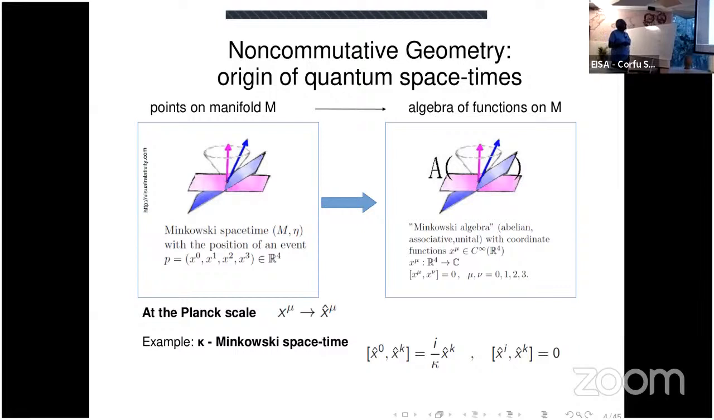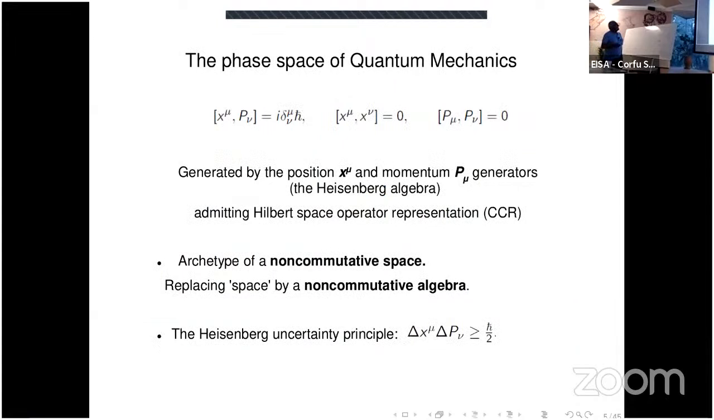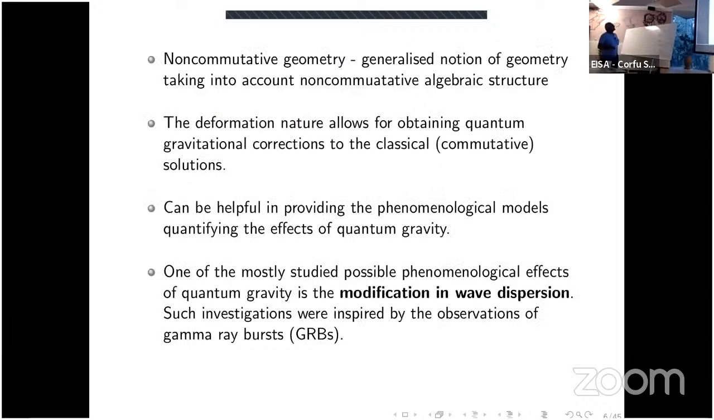For example, this is the kappa-Minkowski non-commutativity. Another example of non-commutativity, which we know, comes from quantum mechanics, when you have the canonical commutation relations. This produces a measurable effect through the Heisenberg uncertainty relations. So non-commutative geometry generalizes the notion of geometry, taking into account a non-commutative algebraic structure. It is achieved by deformation techniques. So this is the motivation slide.